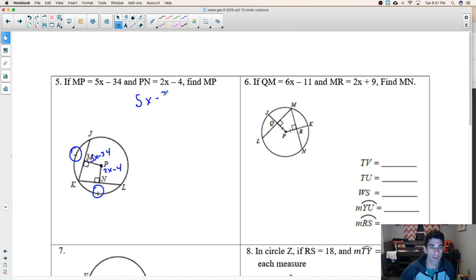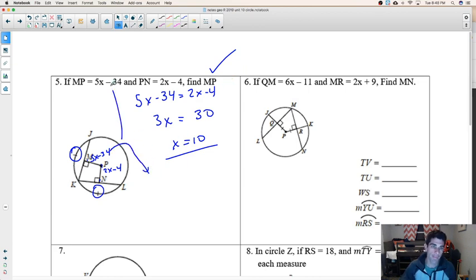So again, that distance right there has to be equidistant because of what I told you up here. So 5x minus 34 equals 2x minus 4. 3x is going to be equal to 30. So you're going to get x to be a value of 10. Now it says to find the value of MP. Okay. So I'm going to have to do 5 times 10 minus 34, and that's going to give us 16.